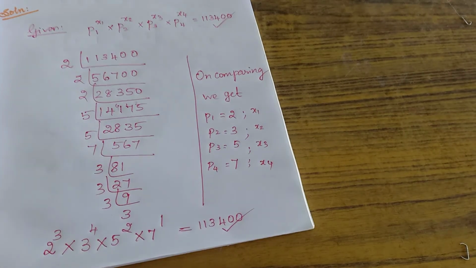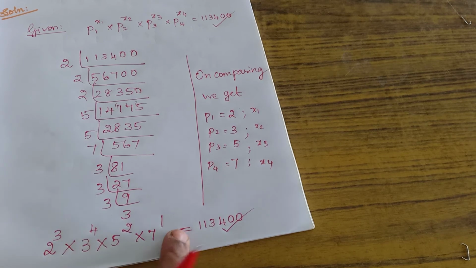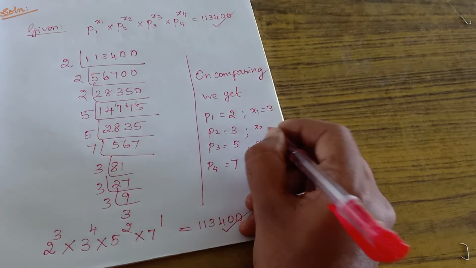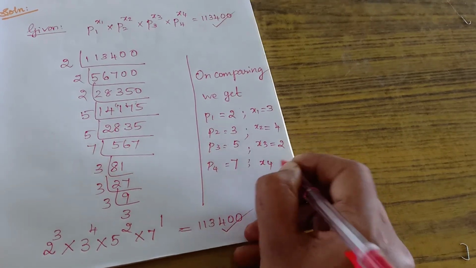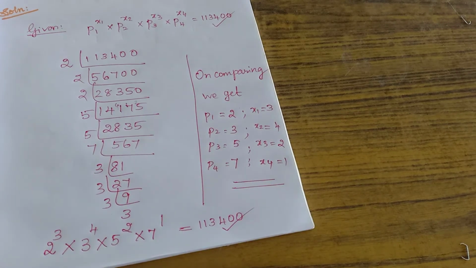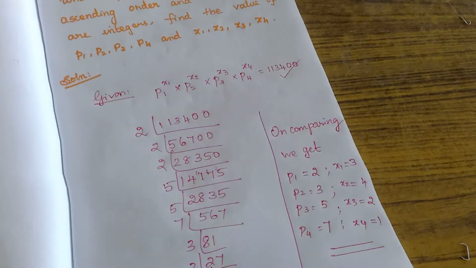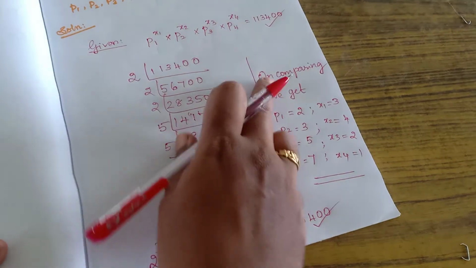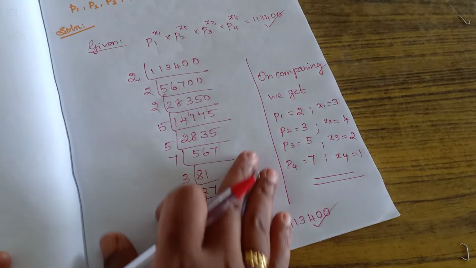After that, x1, x2, x3, x4, power numbers: 3, 4, 2, 1. So, 3, 4, 2, 1. That's all. The concept is easy, no? In class notes, you need to write like this, and these steps you need to write on the next page, okay? Not like this.